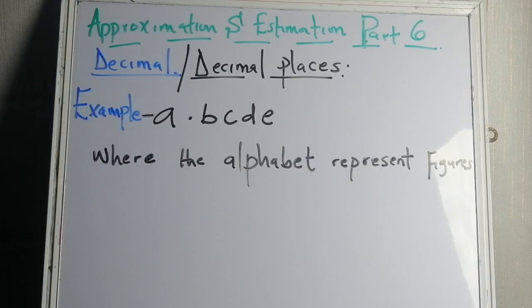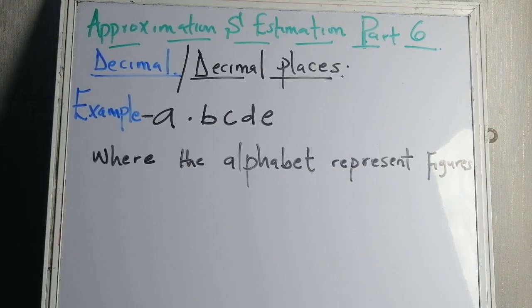So we have an example. I'm giving an example using an alphabet: A point B C D E. That is how you see most times decimal appears, where the alphabet represents figures. The alphabet could be 0, could be 1, could be 2, could be 3. That was why I said represent figures. So my figure is not compulsory going to be 2 all the time. The figure can be 0, can be 2, can be 3, can be 4, can be 5, can be 6. That is what we call decimal.